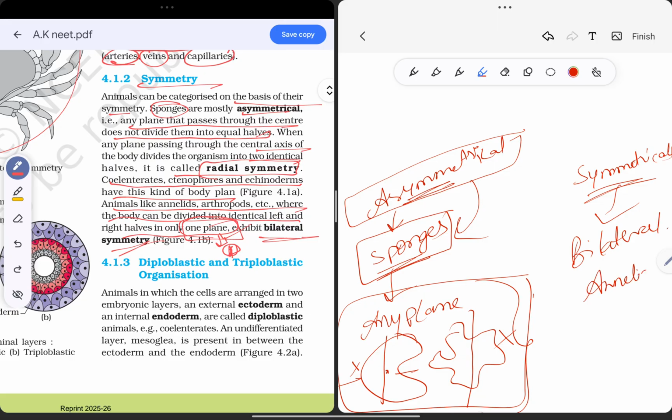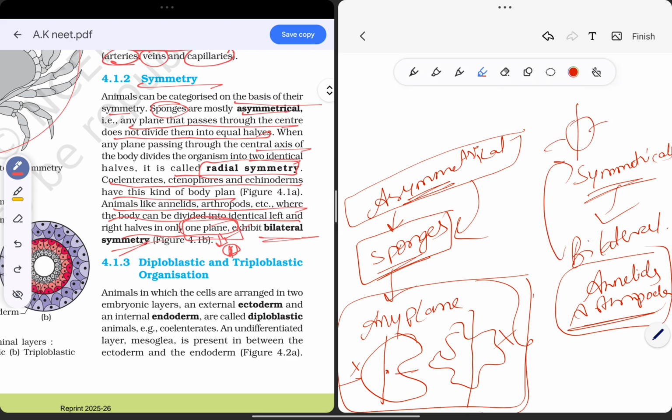Annelida, arthropoda, they have bilateral symmetry, meaning the body can be divided into two equal halves because they are symmetrical. They have a definite shape. They won't be like an asymmetrical thing; they will have a definite shape. A definite shape is provided for these bilateral animals, so they have bilateral symmetry. They can be divided into two equal halves by passing through one plane. One plane is enough.